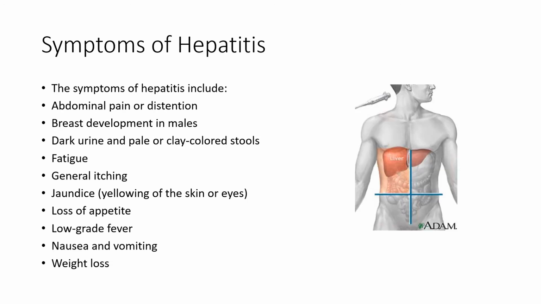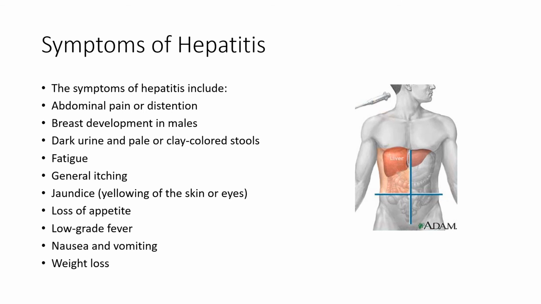So hepatitis symptoms include the obvious, which would be pain in the liver area. Oddly enough, you may notice other issues like breast development in males. There's a lot the liver does that we don't talk about in this course that has to do with hormones and interactions with other organs, and that would be one of those cases. Dark urine and pale-colored stools are two warning signs of liver problems.